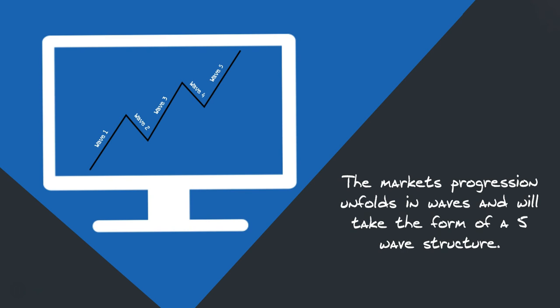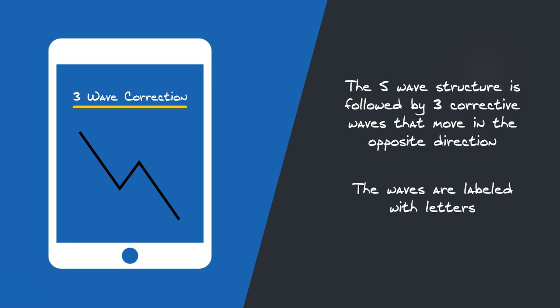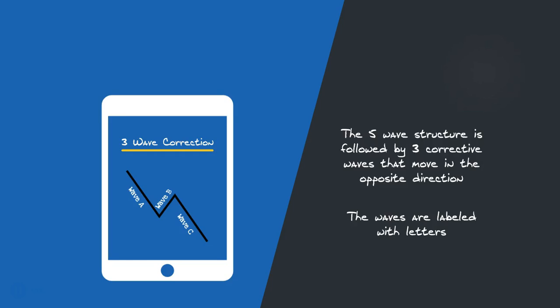This 5-wave structure and its same directional components 1, 3 and 5 are termed impulsive or motive. The structures are called this because they move the market in a powerful way. Waves 2 and 4 are termed corrective and are counter-trend. The 5-wave structure is followed by 3 waves termed corrective. It consists of 2 downward movements labelled A and C, which are separated by 1 upward movement labelled B.